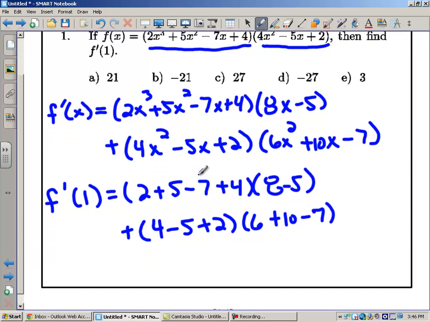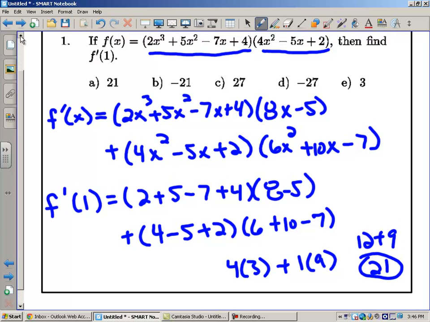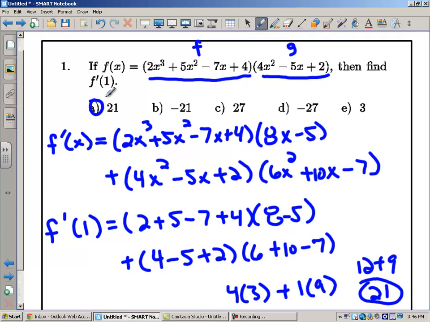Alright, so let's see what that would be. 2 plus 5 is 7, minus 7 is 0, plus 4 is 4, times 3, plus 4 minus 5, negative 1, plus 2 is 1, times 16 minus 7 is 9. So I get 12 plus 9, and I get 21. Where is that? Right there. So that's an application or an example of the product rule when you really don't feel like multiplying all this stuff out. Now, if you wanted to multiply all that stuff out, then you don't have to worry about the product rule. All right, let's go to the next example.